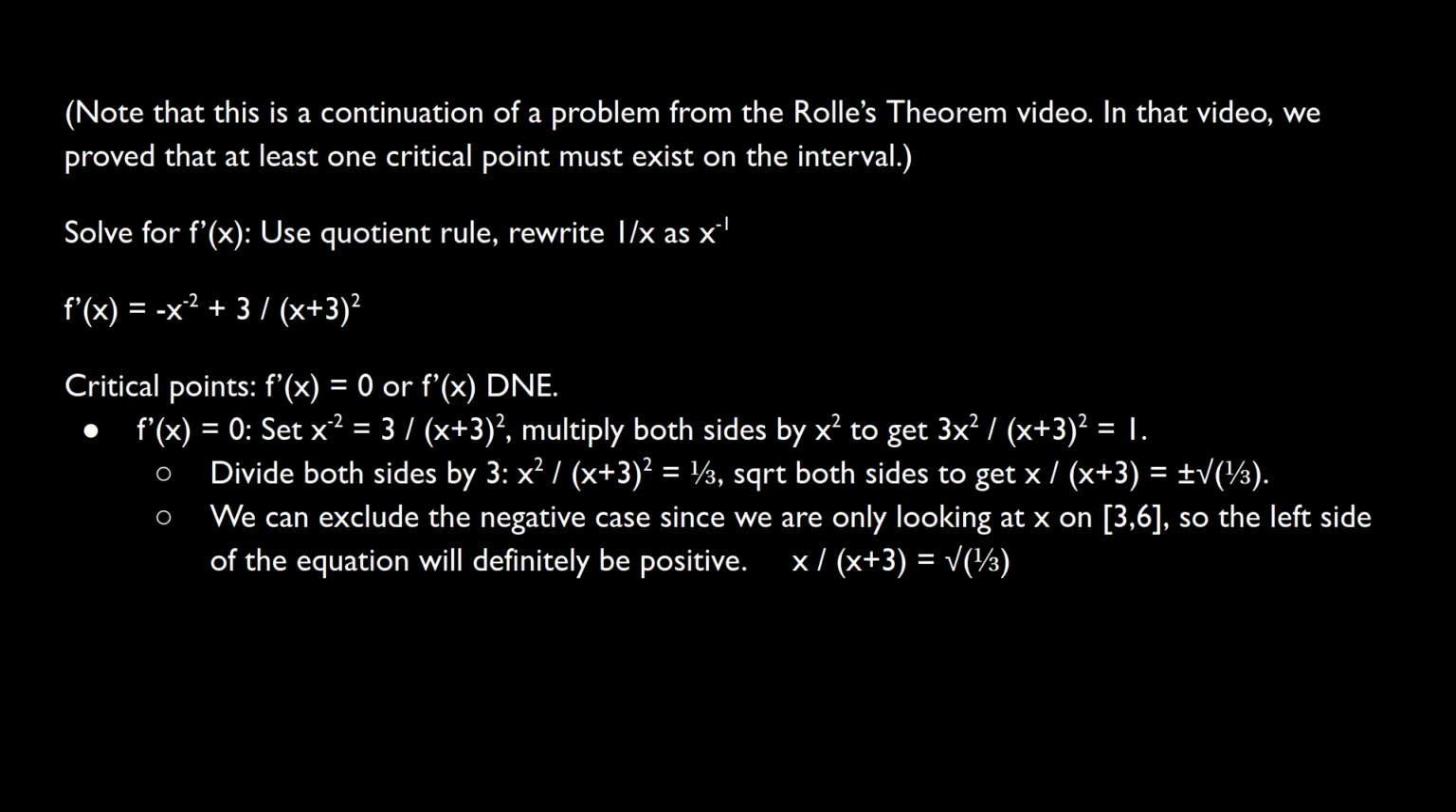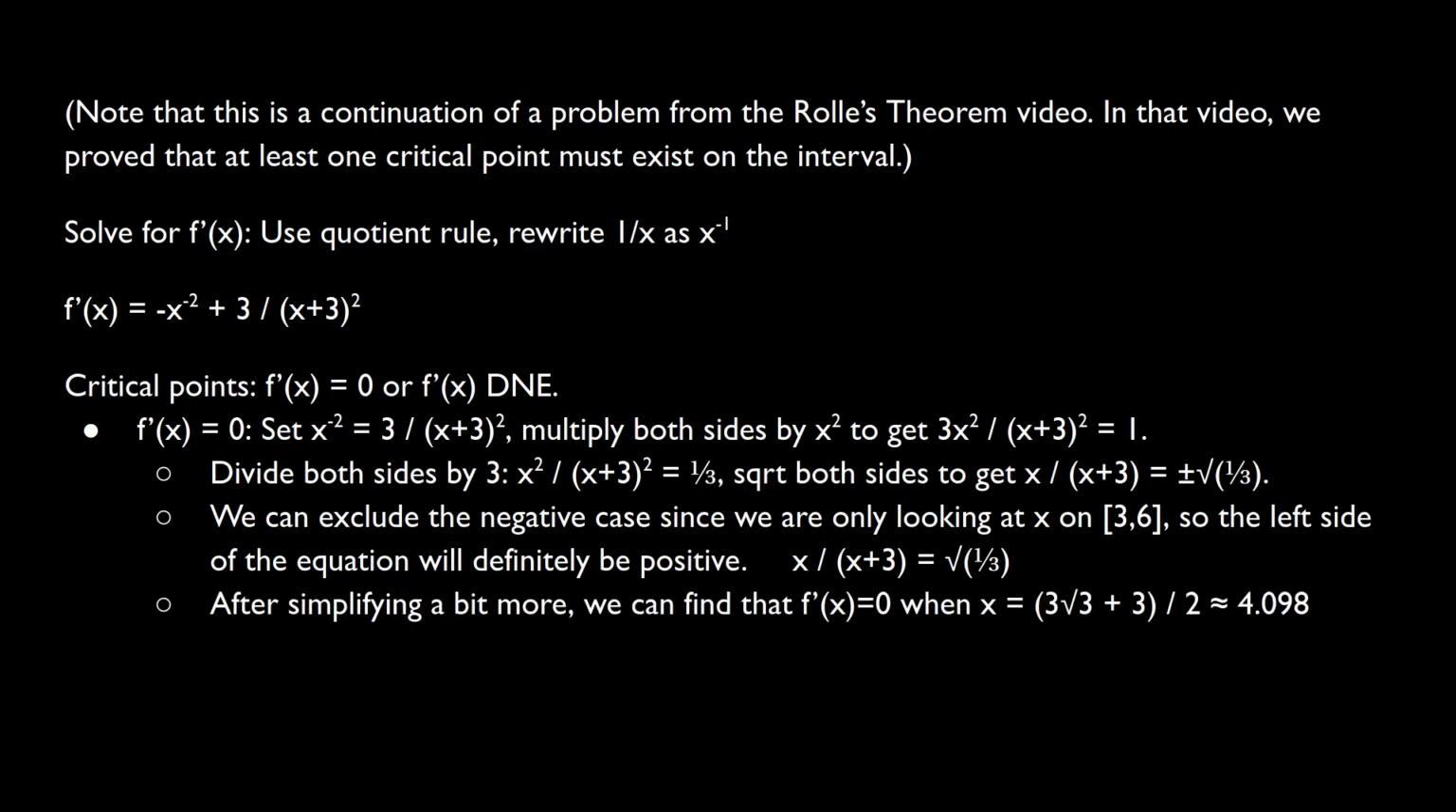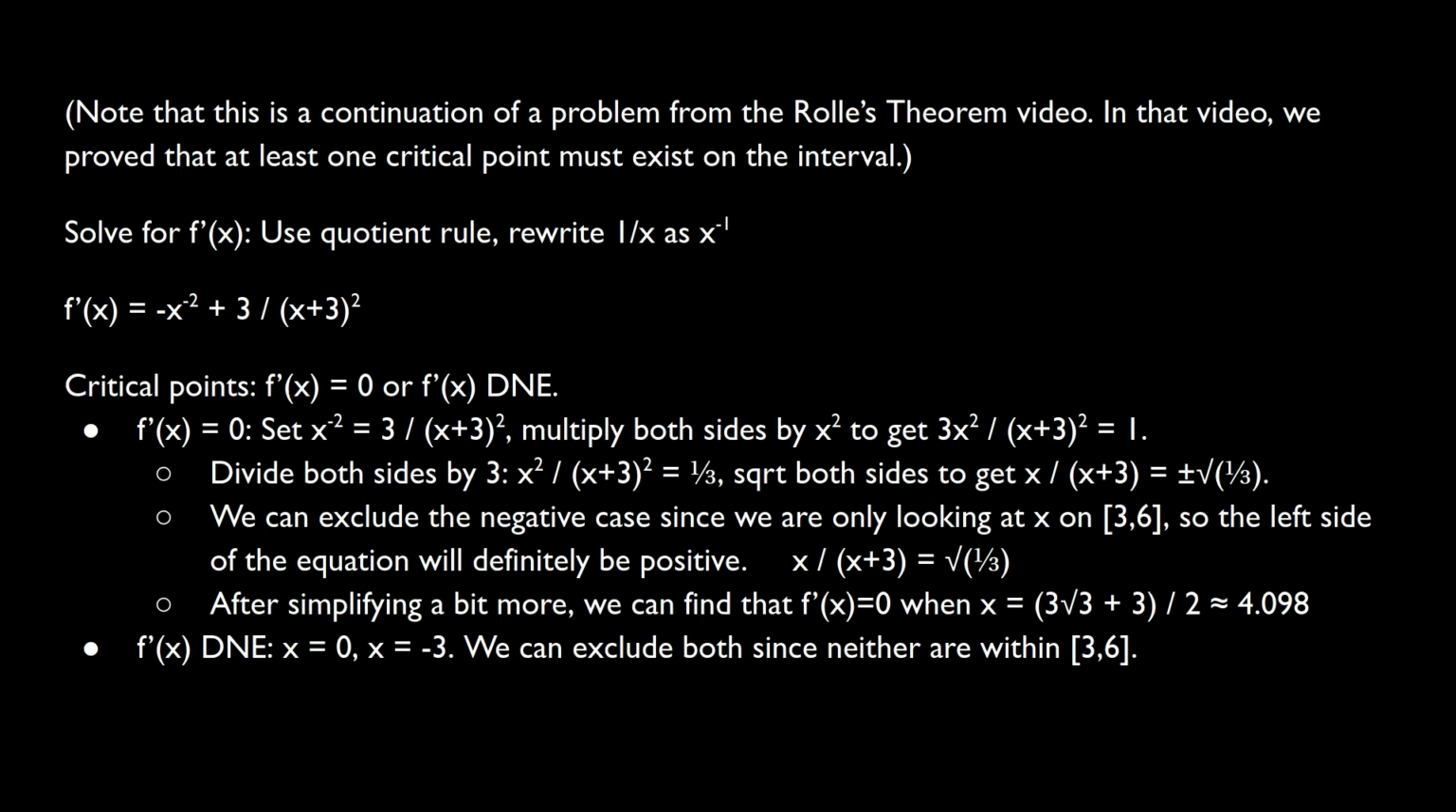But now that you've had your time, the answer is that the case where f prime of x equals 0 is at x approximately equal to 4.098. And the exact value is (3 root 3 plus 3) all over 2. So now we can set the derivative non-existent, and the values there are 0, because you can't take 0 to a negative power, and negative 3, because then you're dividing by 0 on the second term. But we can exclude both of these, because neither of them are within the interval [3, 6], and that's the only interval we're looking at on this problem.